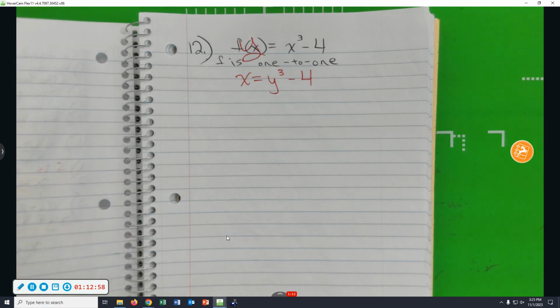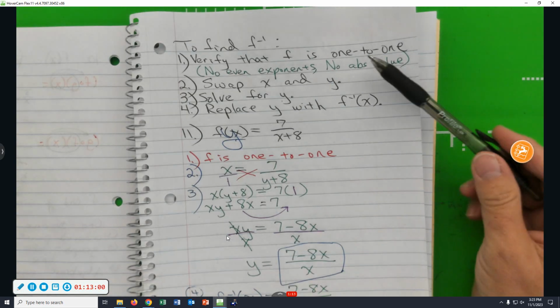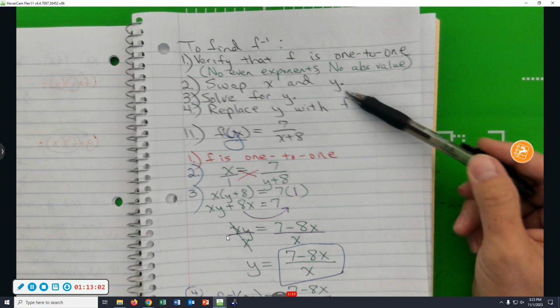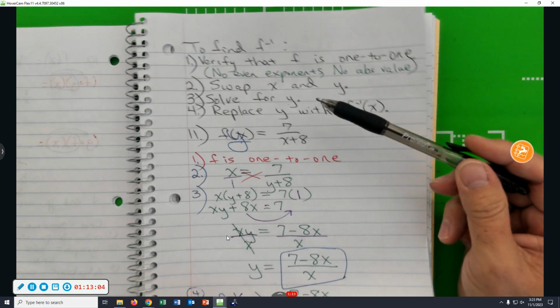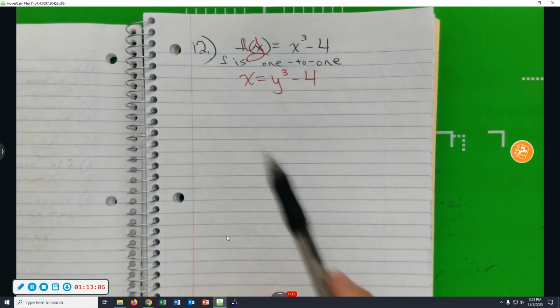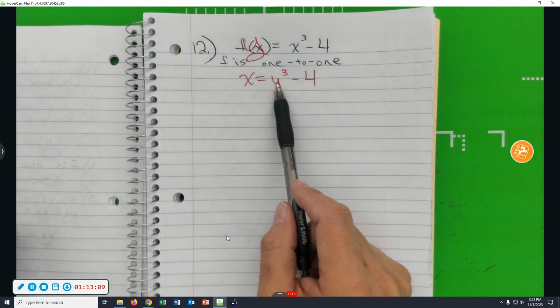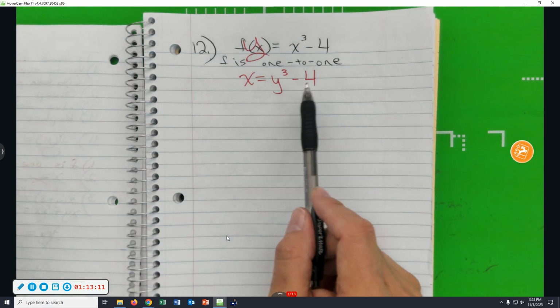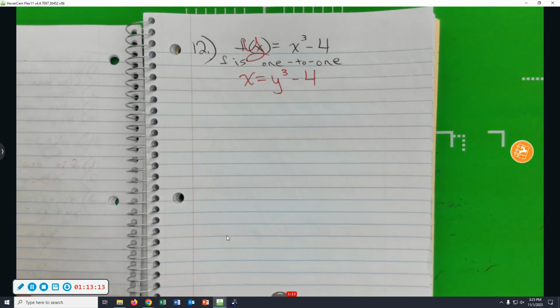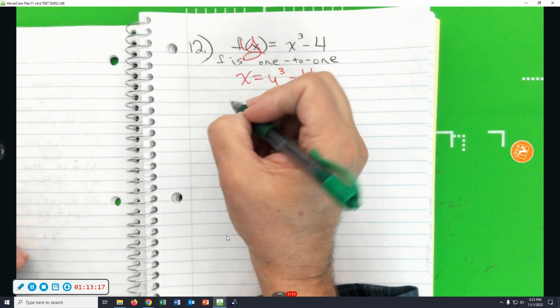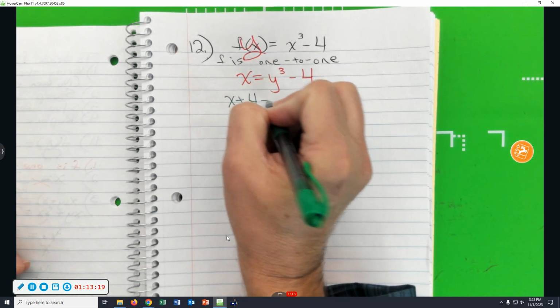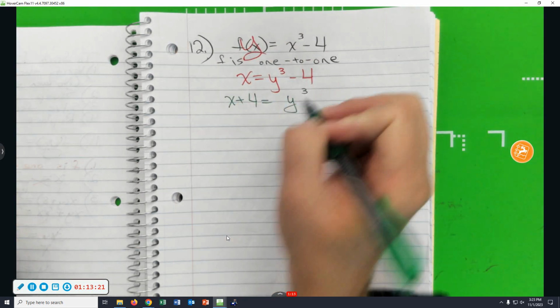So we've done the first 2 steps. We convinced ourselves that f was 1-to-1. We swapped x and y. Third step, solve for y. We need that y by itself. Well, I know what I could do to get rid of that -4. What could I do? Add 4, so I'll have x plus 4 is equal to y cubed.